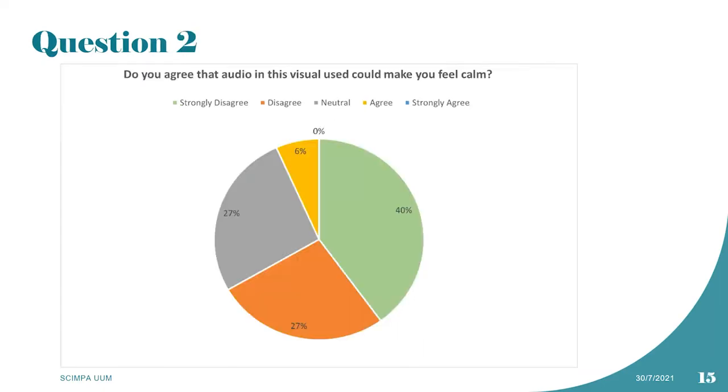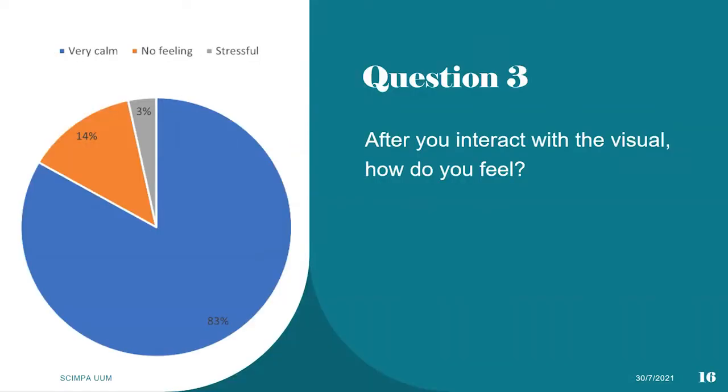The next question is, do you agree that the audio in this visual could make you feel calm? 40% of the respondents, which is the majority, answered strongly agree. So this shows that the majority of respondents agree that the audio and visual could make them calm. The third question is, after you interact with the visual, how do you feel? The majority of respondents answered very calm when they interacted with the visual inside the art therapy.